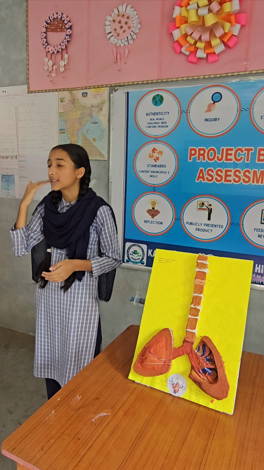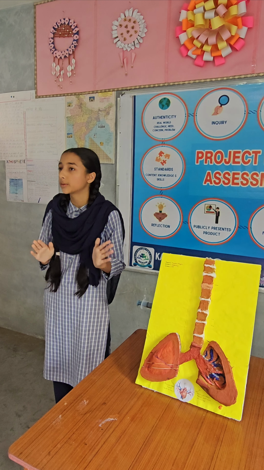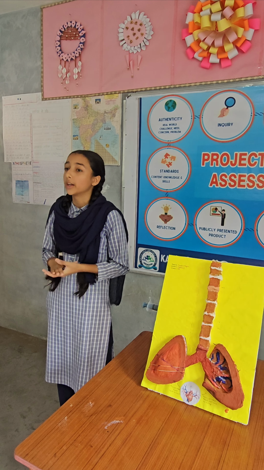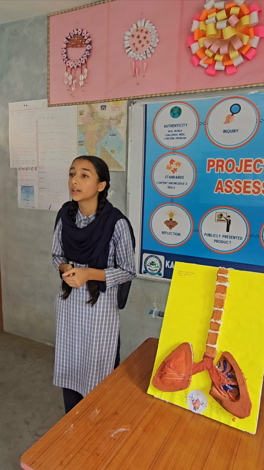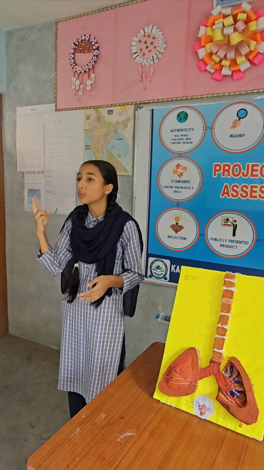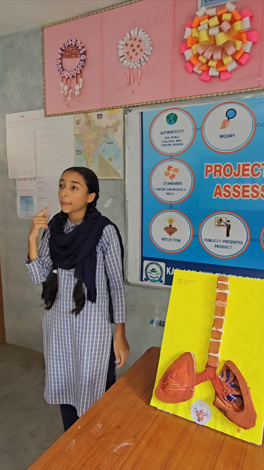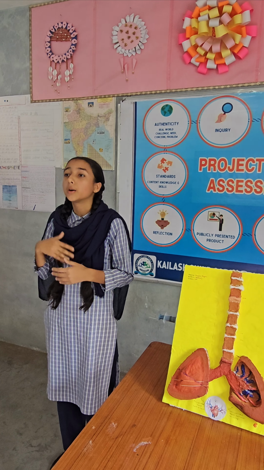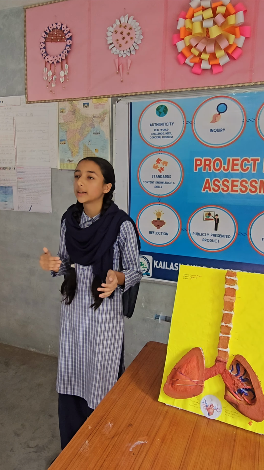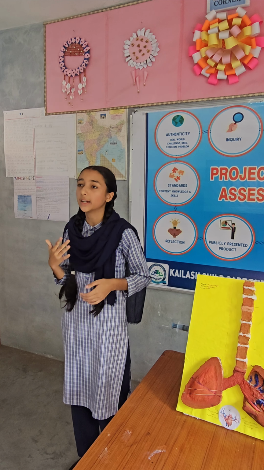Then the air moves from nasal cavity to pharynx. Pharynx is a common pathway for both food and air. I mean that when we inhale air or when we eat food, both go through the pharynx. Then after the pharynx, there is larynx. The air moves from pharynx to larynx. Larynx is the voice box of our body. It contains vocal cords and it produces sound. Then the larynx connects the pharynx and the trachea.